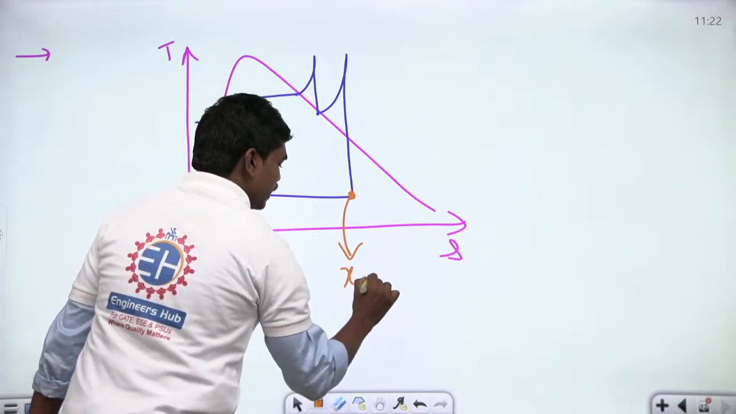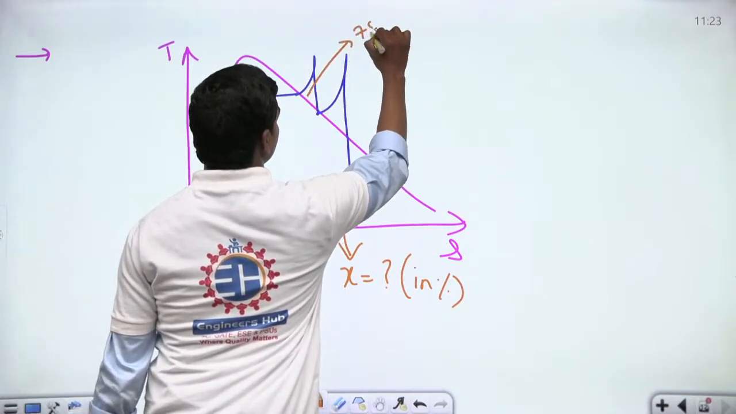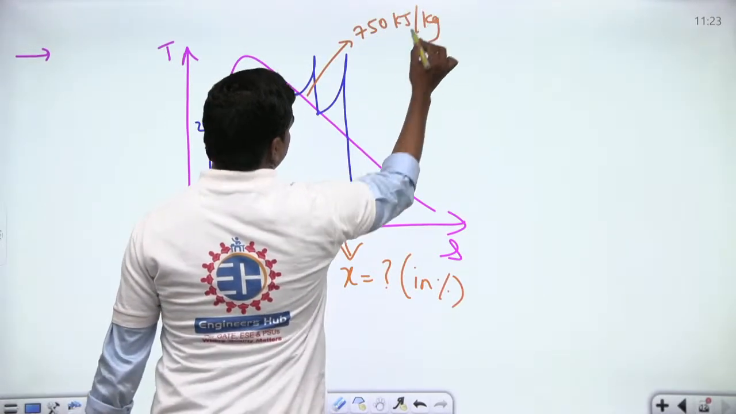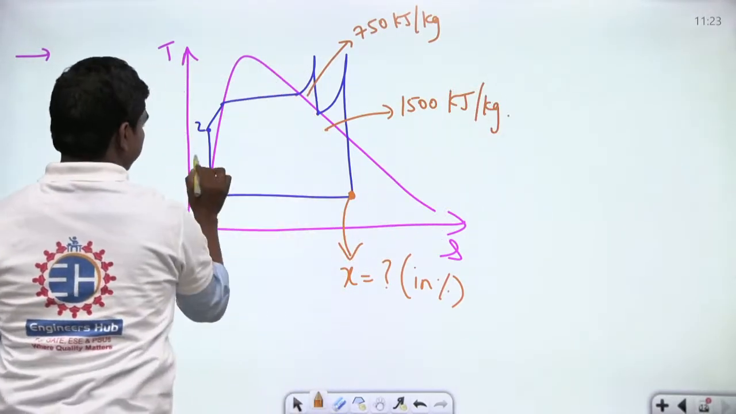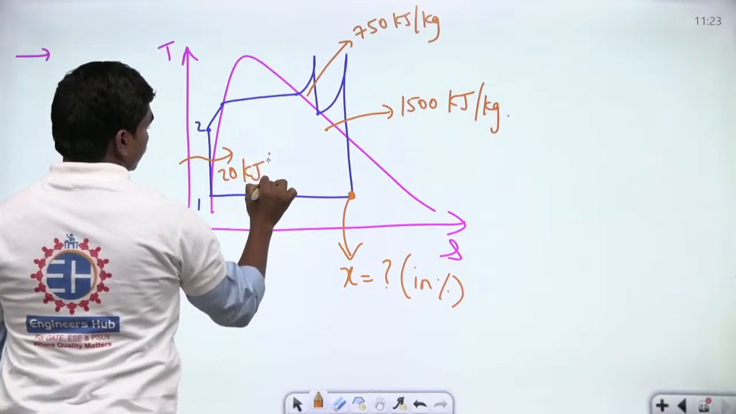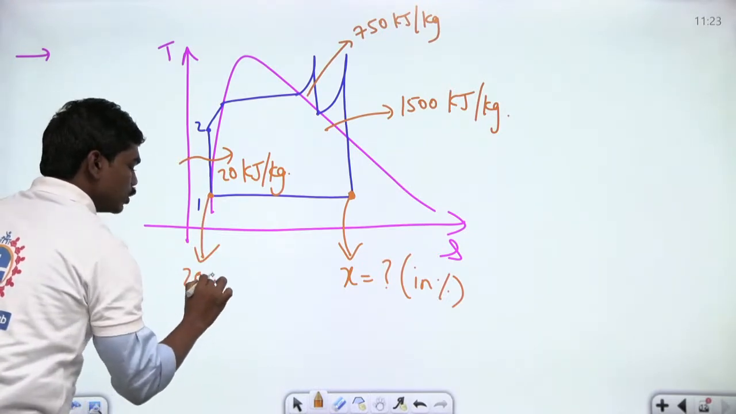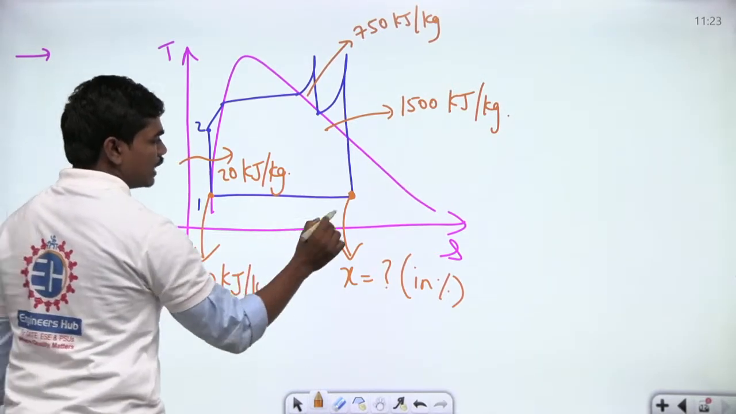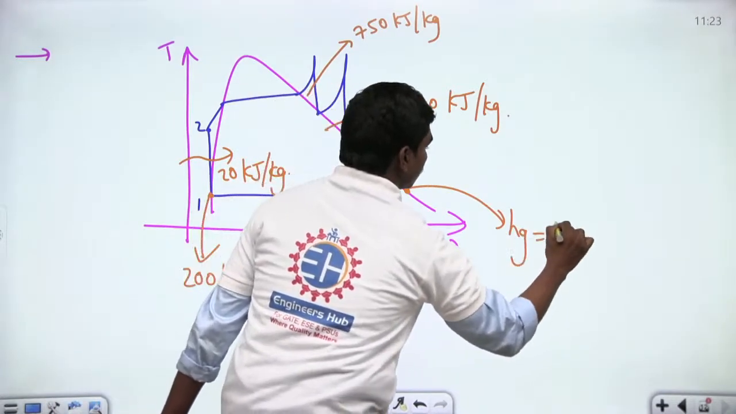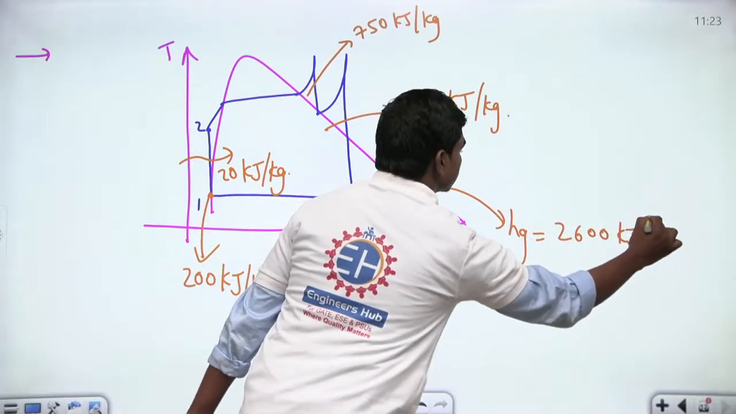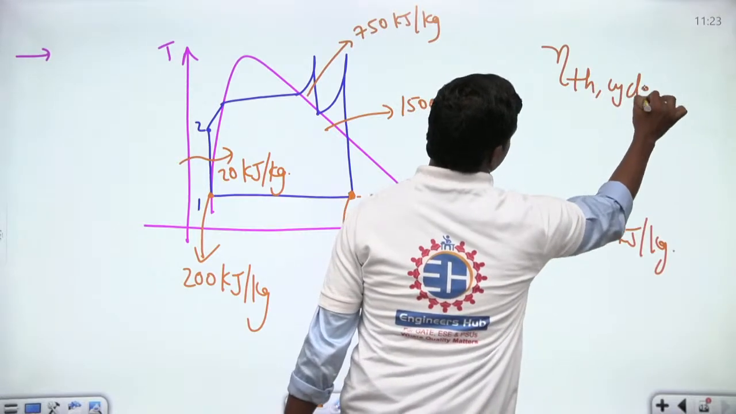What is the x? Of course, they are asking you in percentage. The high pressure turbine work is 750 kilojoule per kg, the low pressure turbine work is 1500 kilojoule per kg, and the pump work input is 20 kilojoule per kg. This is the data available with us. They have also given the hf value at this point as 200 kilojoule per kg, and the hg value at this stage is equal to 2600 kilojoule per kg. They have also given you the thermal efficiency of the complete cycle, which is equal to 1/2.